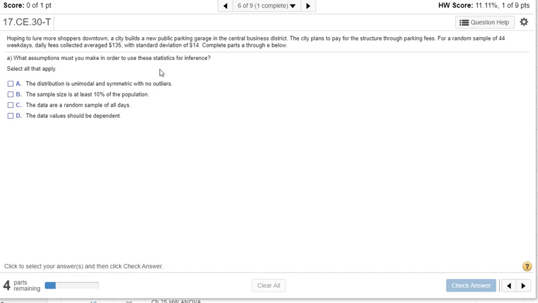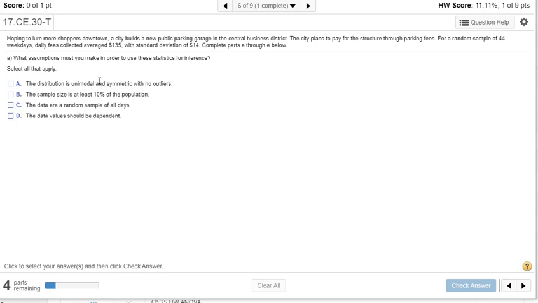Hoping to lure more shoppers downtown, a city builds a new public parking garage in the central business district. The city plans to pay for the structure through parking fees for a random sample of 44 weekdays. Daily fees collected averaged $135 with a standard deviation of $14. Complete parts A through E below.